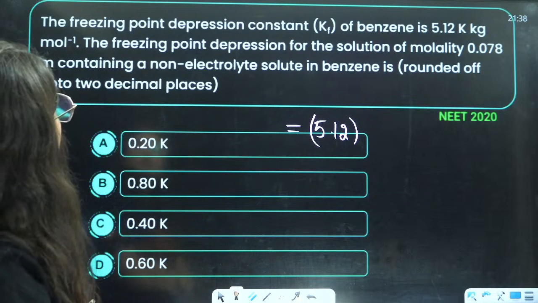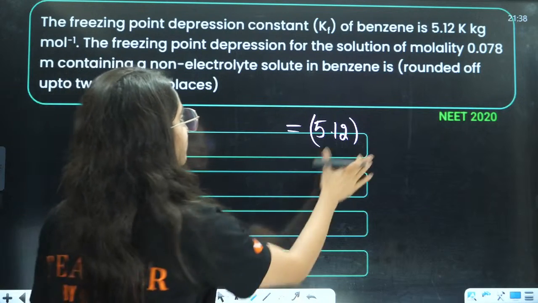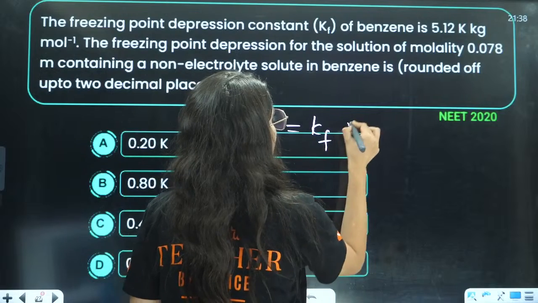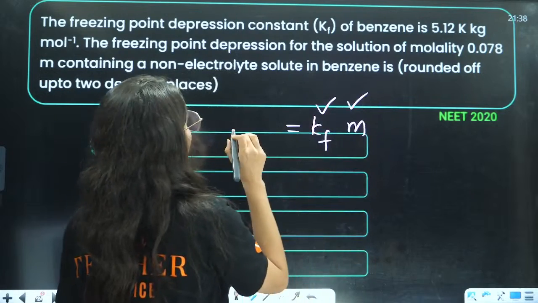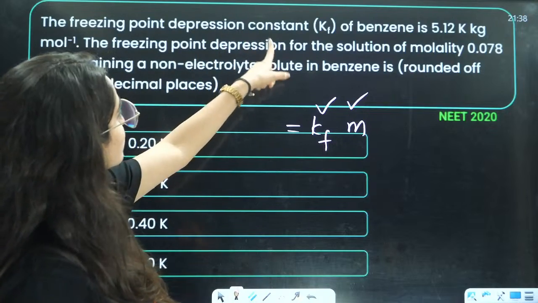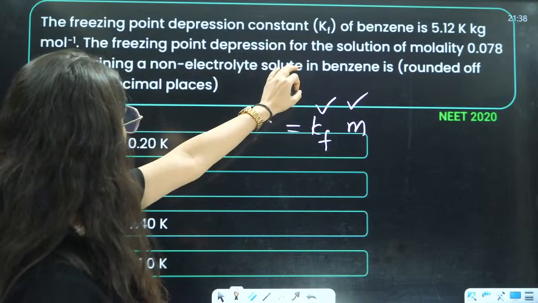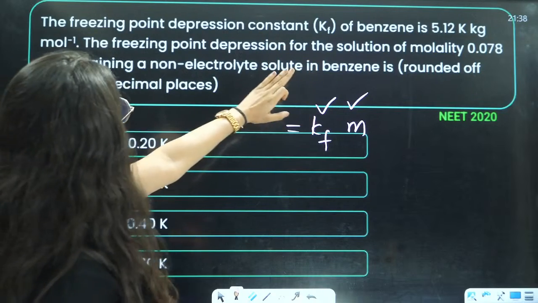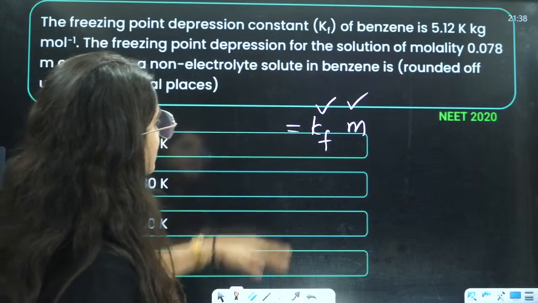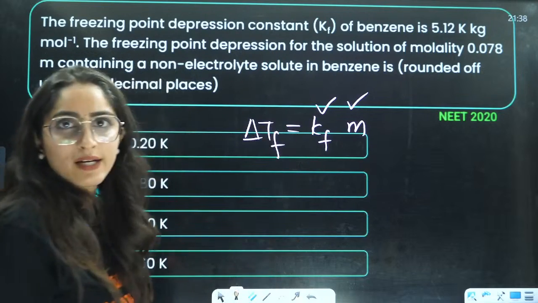Okay. So it is Kf, and here molality is given to you, right? Kf is given to you. This is molality. This is also given to you. They are asking you the freezing point depression for the solution. Freezing point depression, that means how much depression is there. They are asking you delta Tf.